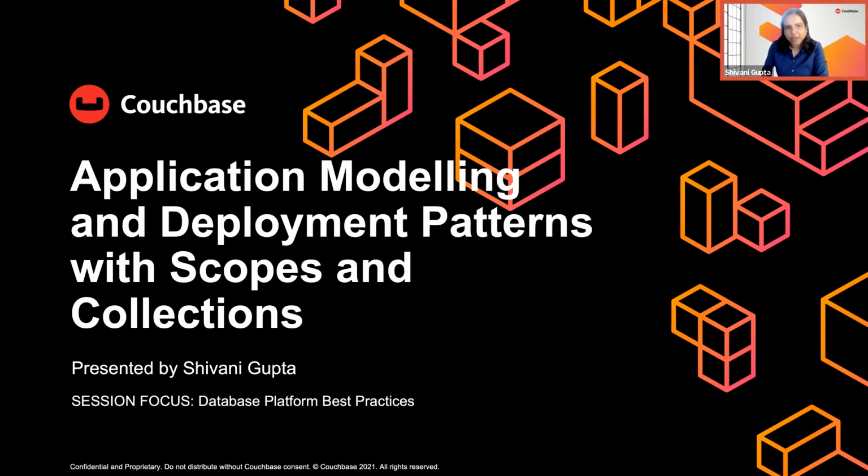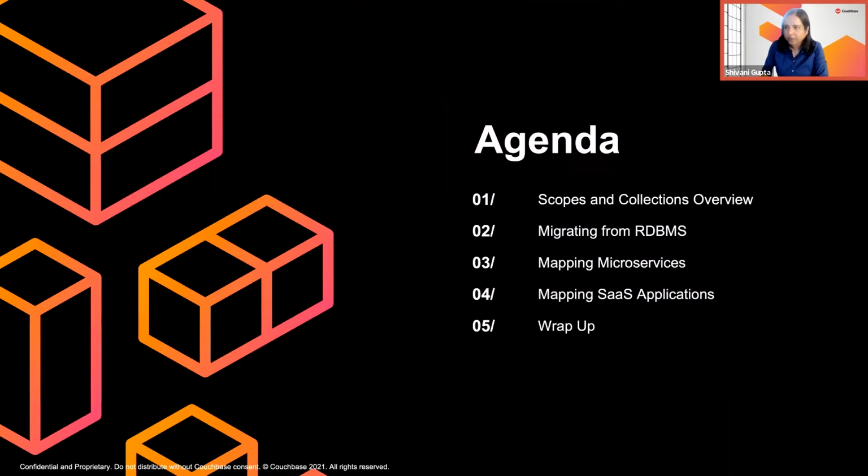In this session, I will be talking about application modeling and deployment patterns with scopes and collections. Scopes and collections is a new feature that we introduced in Couchbase Server 7. So I'll begin by giving you a quick overview of this functionality. For more details, you can look into our public documentation as well as listen to many other sessions in Couchbase Connect 2021.